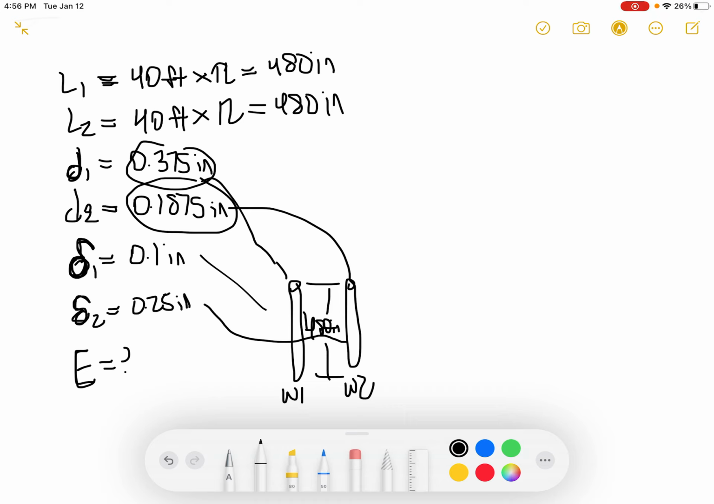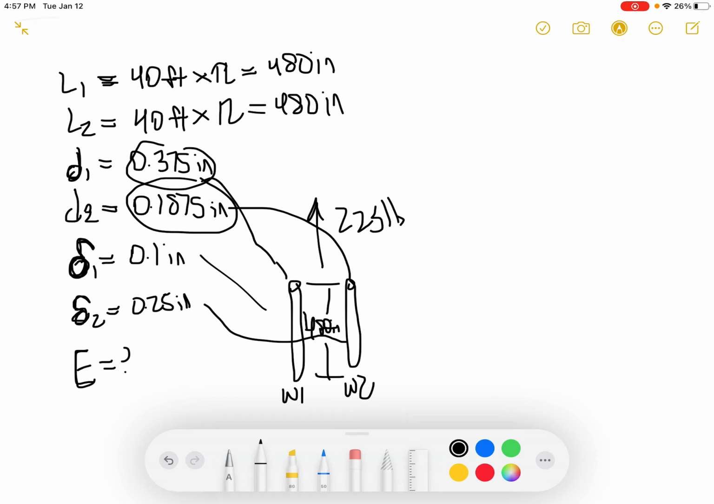And, oh yeah, I'm sorry, I missed that part. It also said that there's a force of 225 pounds. So let's put that there. And what equations will we need to use?